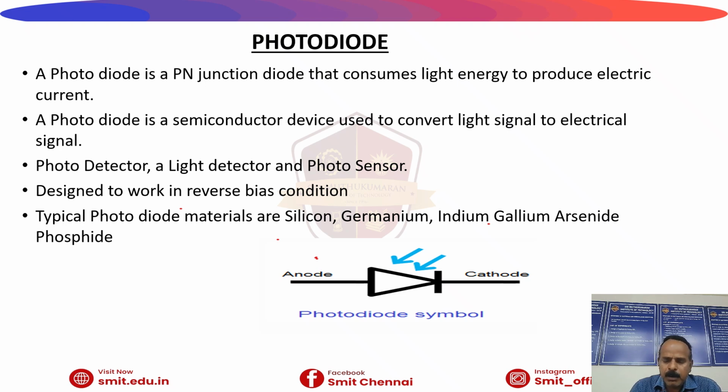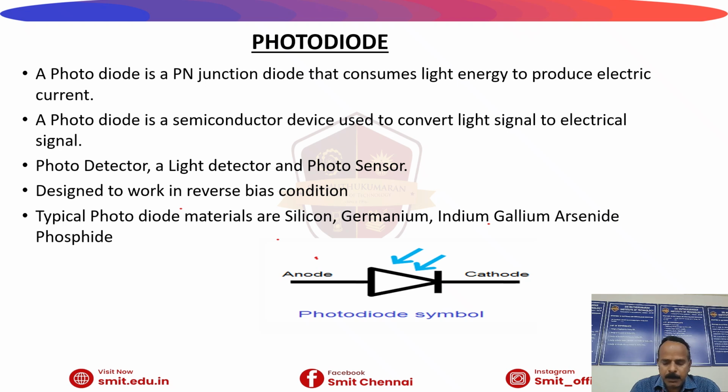Therefore, it is also known as a photodetector, or we can also say a light detector, or a photosensor. Or else we can say it is a transducer also. Unlike a normal diode, which is mainly used for rectification purposes, this photodiode is specially designed for operating in the reverse bias condition so that it can respond effectively to the incident light.